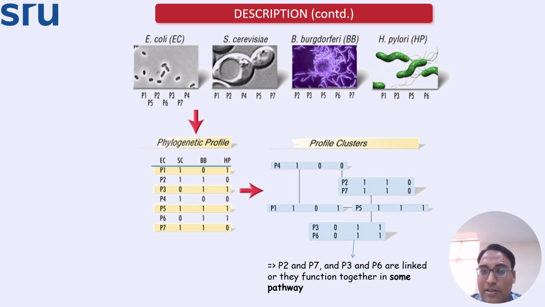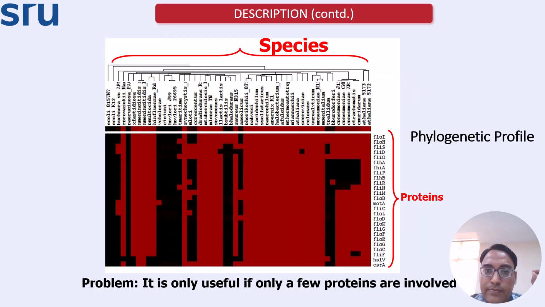P1 and P5, see, lateral connection is there. P2 and P7 and P3 or P6, see, are highly connected, handling their function in the same pathway. Some pathway, see, they are connected somehow in some pathway. Okay?